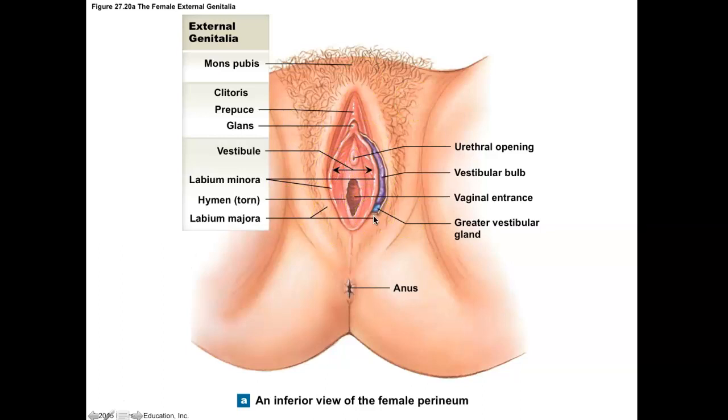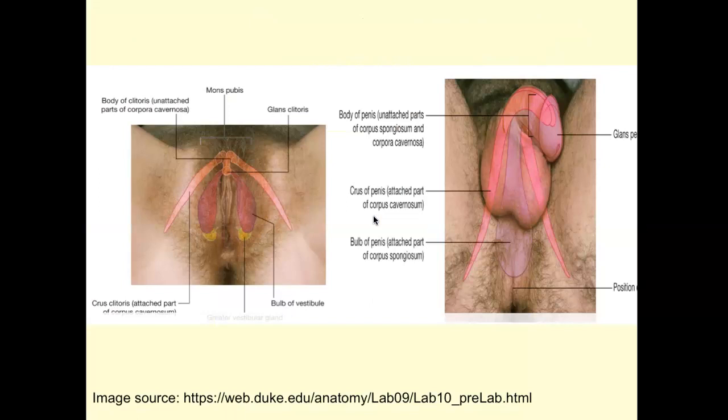Another way of looking at this, let me see if I have the, oh, I'm sorry, I forgot to show you this. So this is the position of the erectile tissue for the clitoris in the female and the position of the erectile tissue of the penis of the male.